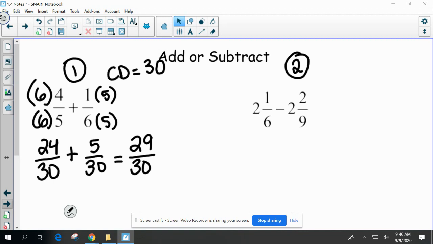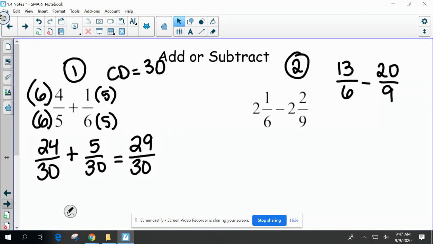Okay, so we're going to go through the same process on number 2, but we are subtracting this time. And we have mixed numbers this time. So when you're working with a mixed number, I would choose to make it improper first. That's what I would do. So make 2 and 1/6 improper. What would you get? 13 over 6 minus, and then 2 and 2/9 improper. 20 over 9.